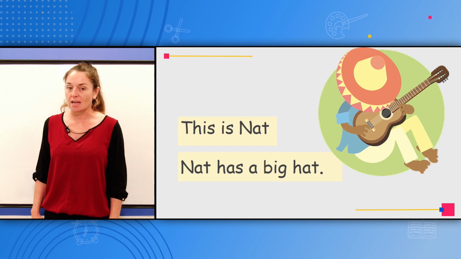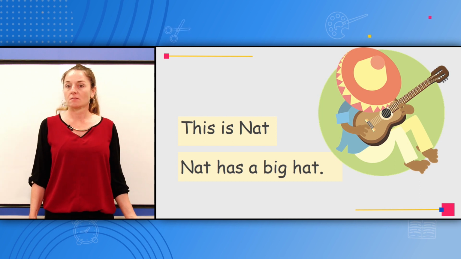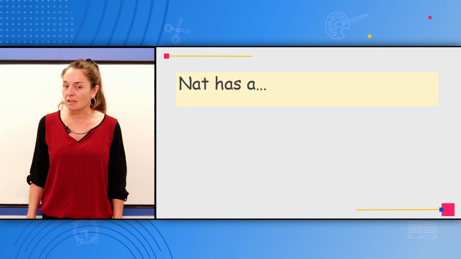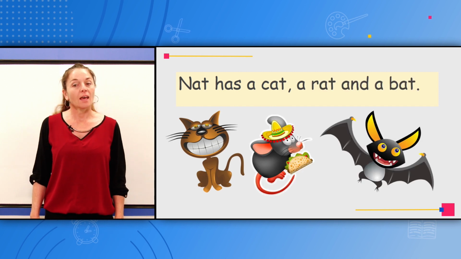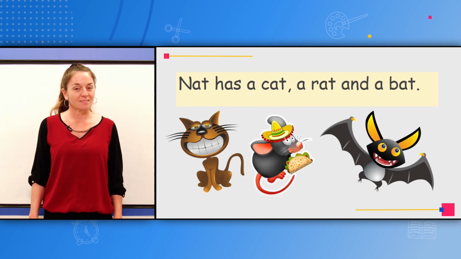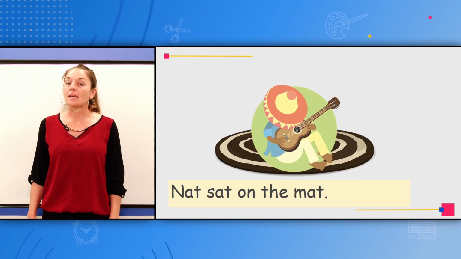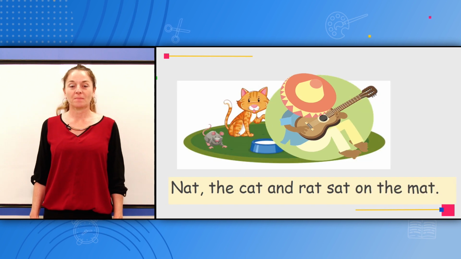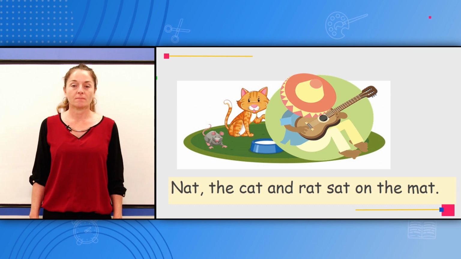This is Nat. Nat has a big hat. Nat has a cat, a rat, and a bat. Notice they all end with at. Nat sat on the mat. Nat, the cat and rat sat on the mat.